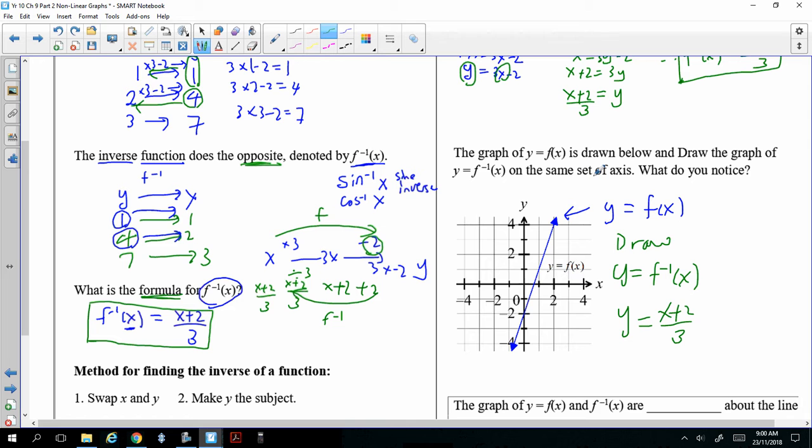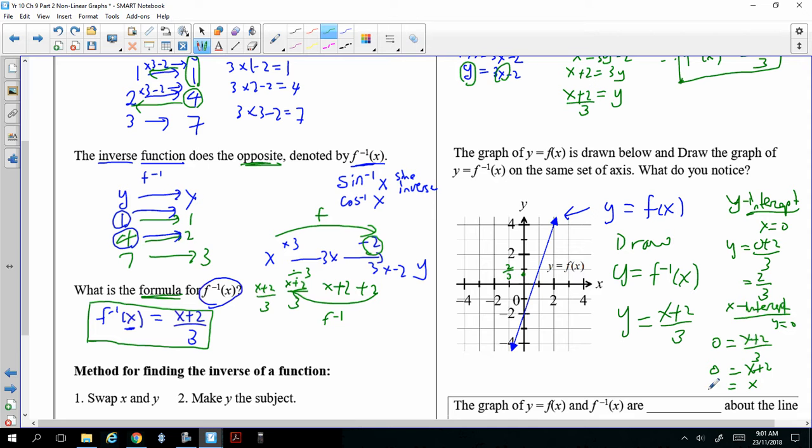Let's find the y-intercept. The y-intercept will be when x is 0, which is easy, y equals 0 plus 2 over 3, which is 2/3. So mark 2/3 on the diagram, which is the y-intercept. 2/3 will be slightly below 1 over here, and label 2/3. And we also have the x-intercept. That's when y is 0. So for 0 equals x plus 2 over 3, 0 equals x plus 2, x equals negative 2. Okay, negative 2 is the x-intercept.